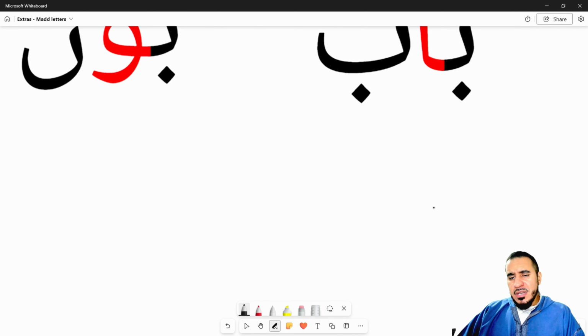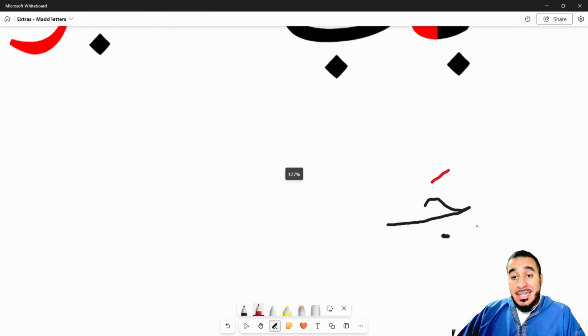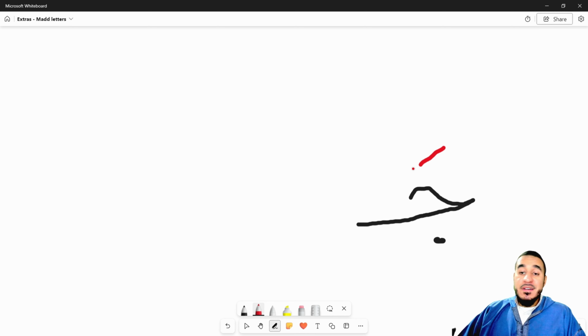So for example, let's use a jim, okay? So if the jim has a fatha above it, then what letter would I need to use from the letters of med to extend this fatha sound? You should be able to tell me. The letter is the alif, okay? We would use the alif to extend the sound of the fatha on this jim. So instead of it being ja, it now becomes jaa, okay?